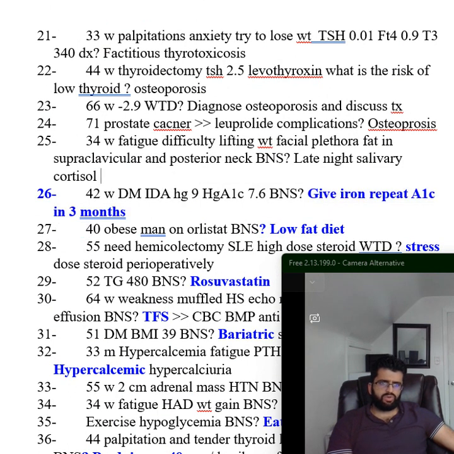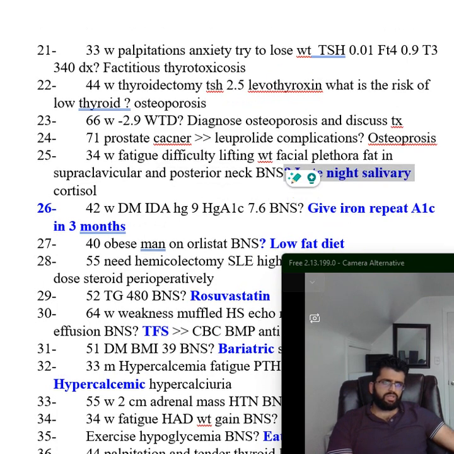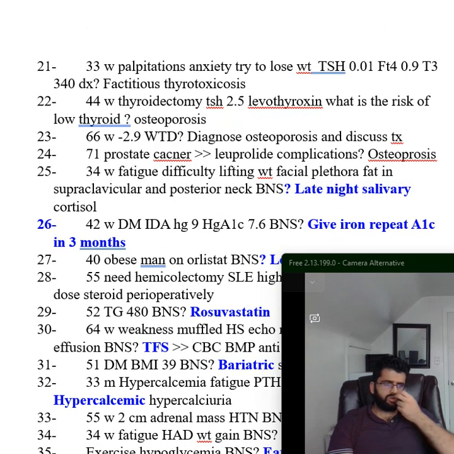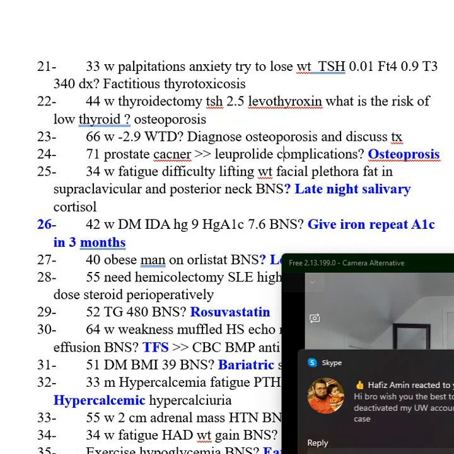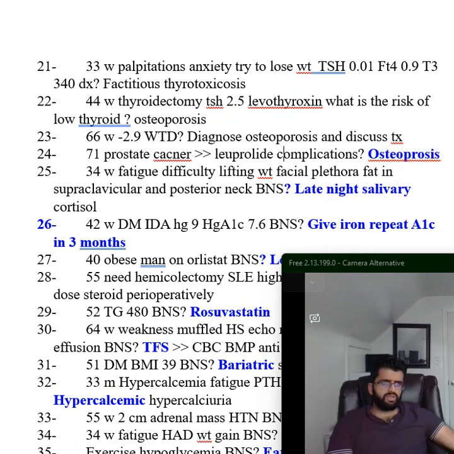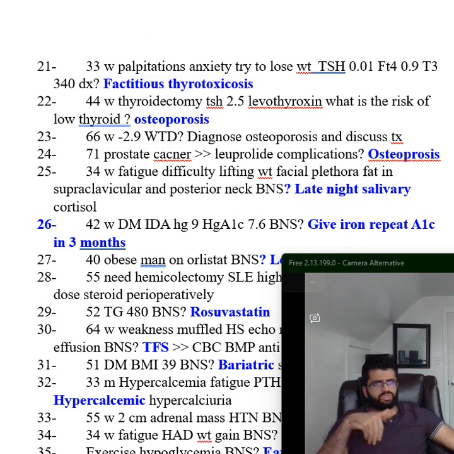Give iron for iron deficiency anemia. Diabetic: late-night salivary cortisol, and you need 2 cortisol tests to confirm Cushing. And then osteoporosis caused by leuprolide, and TSH 2.5 on levothyroxine; high doses cause osteoporosis. Factitious thyrotoxicosis can be suspected if there's low TSH, low thyroglobulin, and high T3. This could be factitious. And that concludes our summary of the second section of endocrine. Thank you for listening.